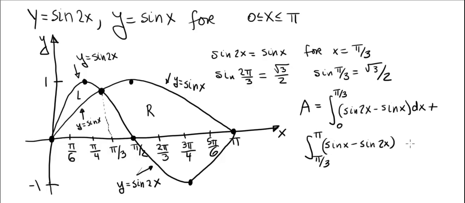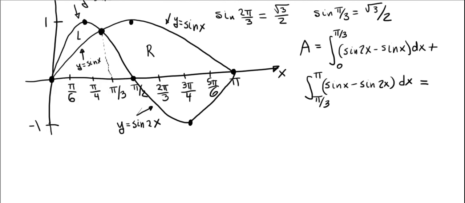If you just do this with one integral, say sine of 2x minus sine x, you will not get the right answer. You would get the left area right, but then you would get the negative of the right area. And when you combine those two together, you probably end up with a negative answer that is not the area. So now let's integrate.